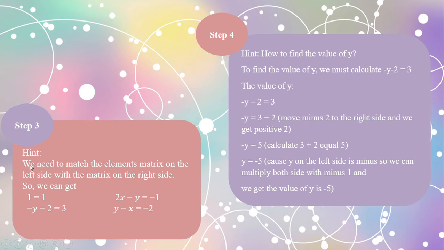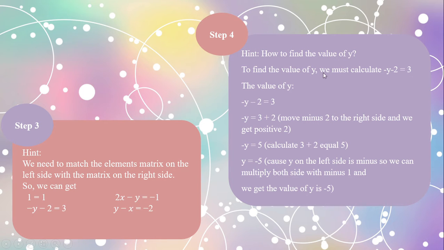In step 3, we need to match the elements of the matrix on the left side with the matrix on the right side, so we can get 1 is equal to 1, minus y subtracted by 2 is equal to 3, 2x subtracted by y is equal to minus 1, y subtracted by x is equal to minus 2.